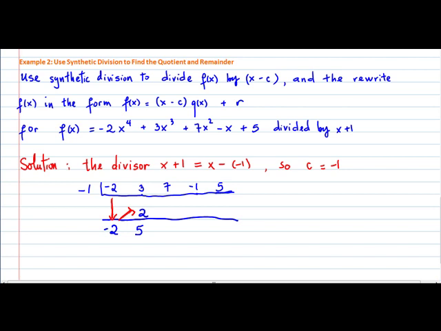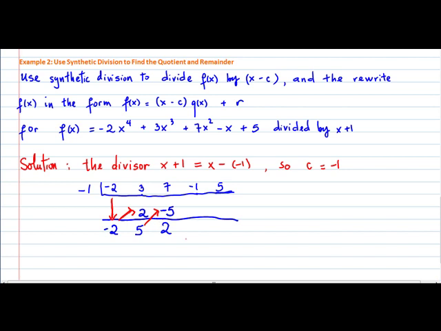And you do the same thing. Take minus 1 times 5. I get minus 5. Then I take 7 plus minus 5, which is a positive 2. So once again, what I did is I take minus 1 times 5, which becomes a minus 5 here. Then I add, and I got 2.